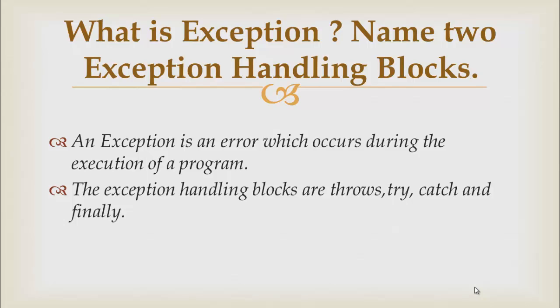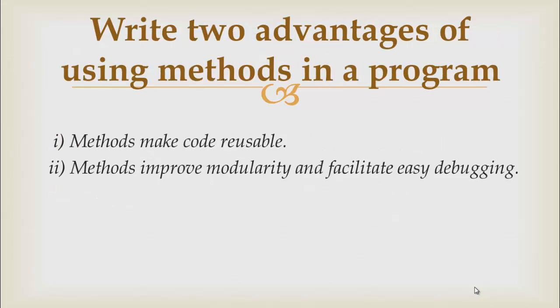What is exception? Name two exception handling blocks. An exception is an error which occurs during the execution of a program. The exception handling blocks are throws, try, catch, and finally. Write two advantages of using methods in a program. Methods make code reusable. Methods improve modularity and facilitate easy debugging.